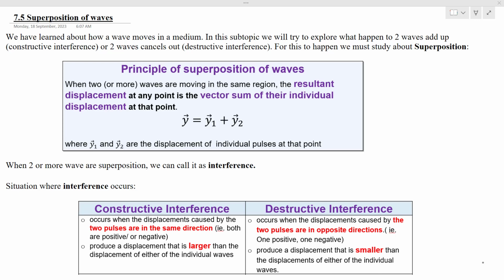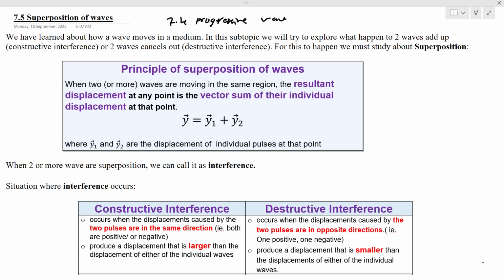Hari ini kita nak tengok subtopik 7.5 yang dinamakan superposition of wave. Okay, so we have learned about how wave move in a medium. Kita belajar dalam 7.4 about progressive wave, ombak yang bergerak di dalam medium.